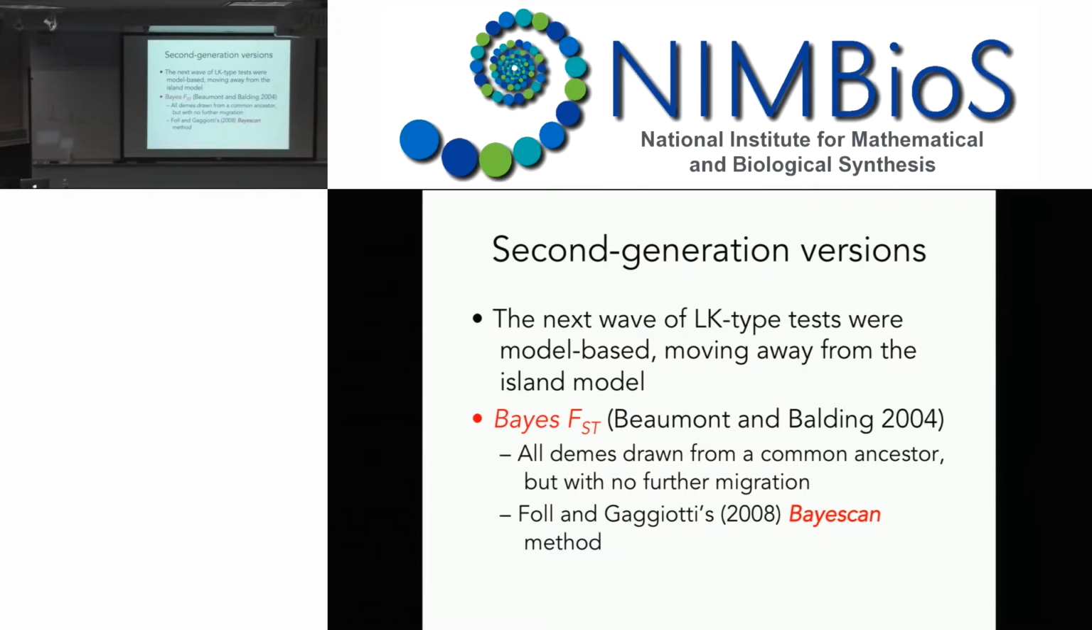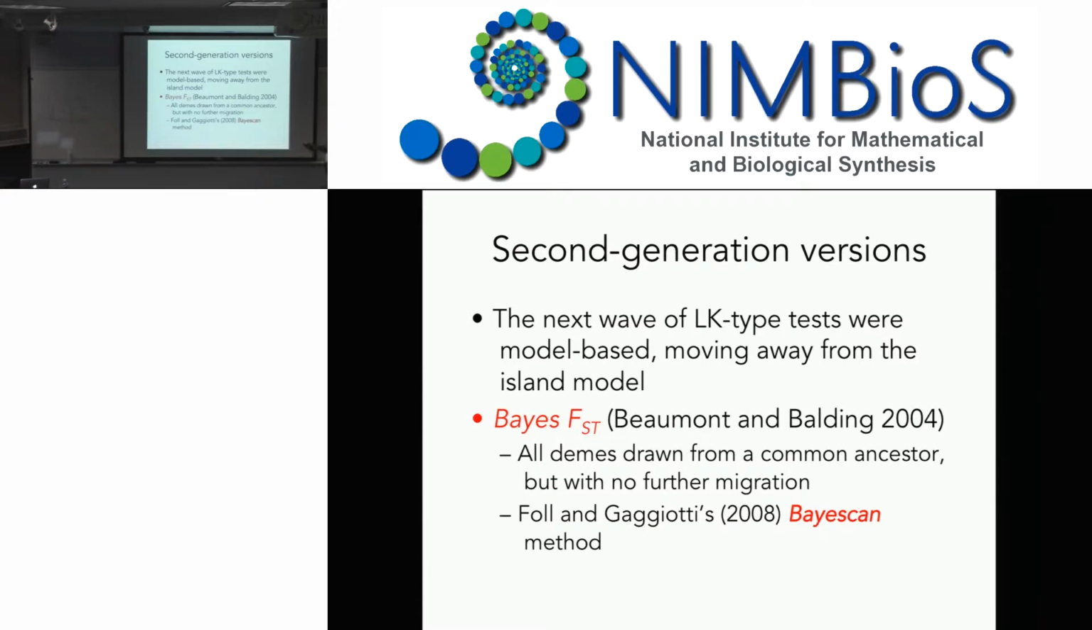So the second generation, the next wave of Lewontin-Krakauer LK tests, is to move away from the island model assumption to other assumptions. One of the more interesting assumptions was Bayes FST, and BayeScan is an example of that. The idea here now is that instead of our populations all exchanging, I have a core population, and each deme is a random draw from that population to start it, and no further migration since then. Whereas under the migration model, you're exchanging migrants every time.